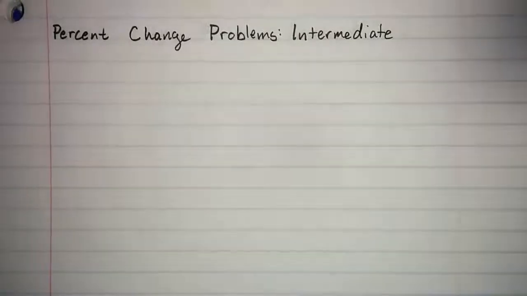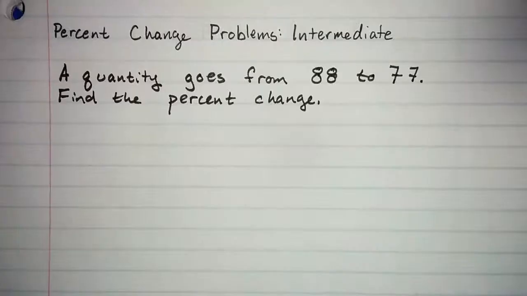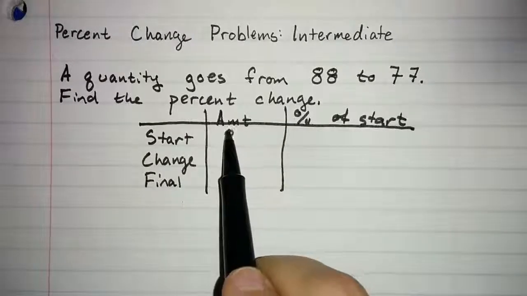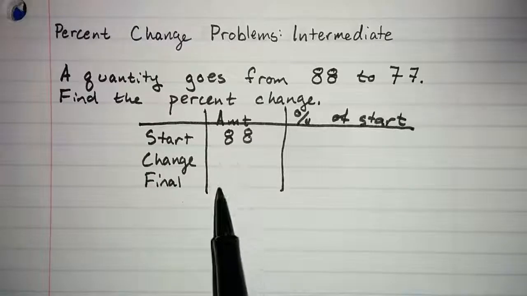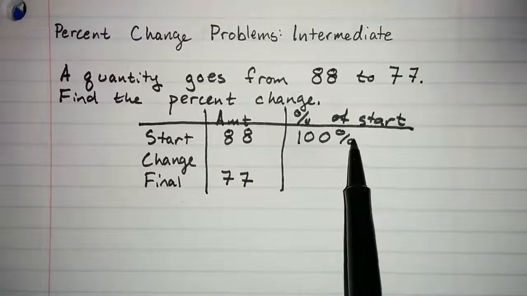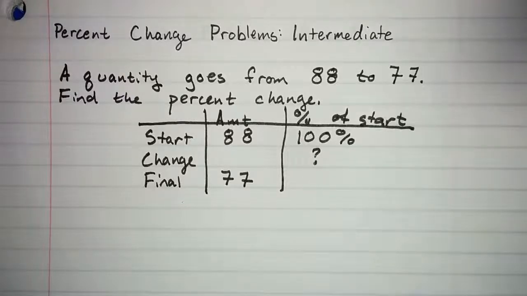Let's see an example of a percent change type problem that can be a little bit trickier. Let's suppose that we're told that a quantity goes from 88 to 77, and we want to find the percent change. All right, so in this problem, we know the starting value and the final value. Of course, there's always 100% here. And we want to know the percent change.